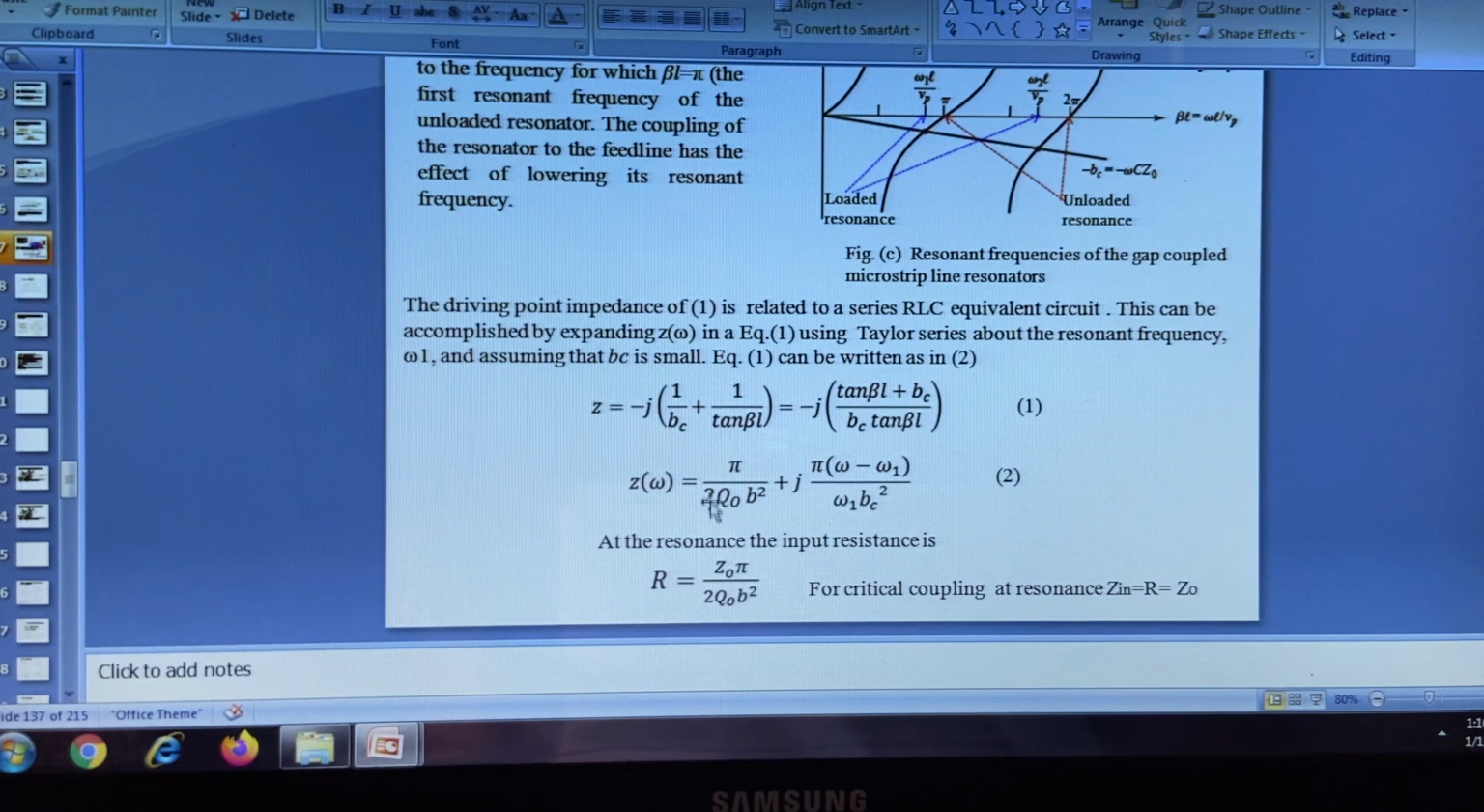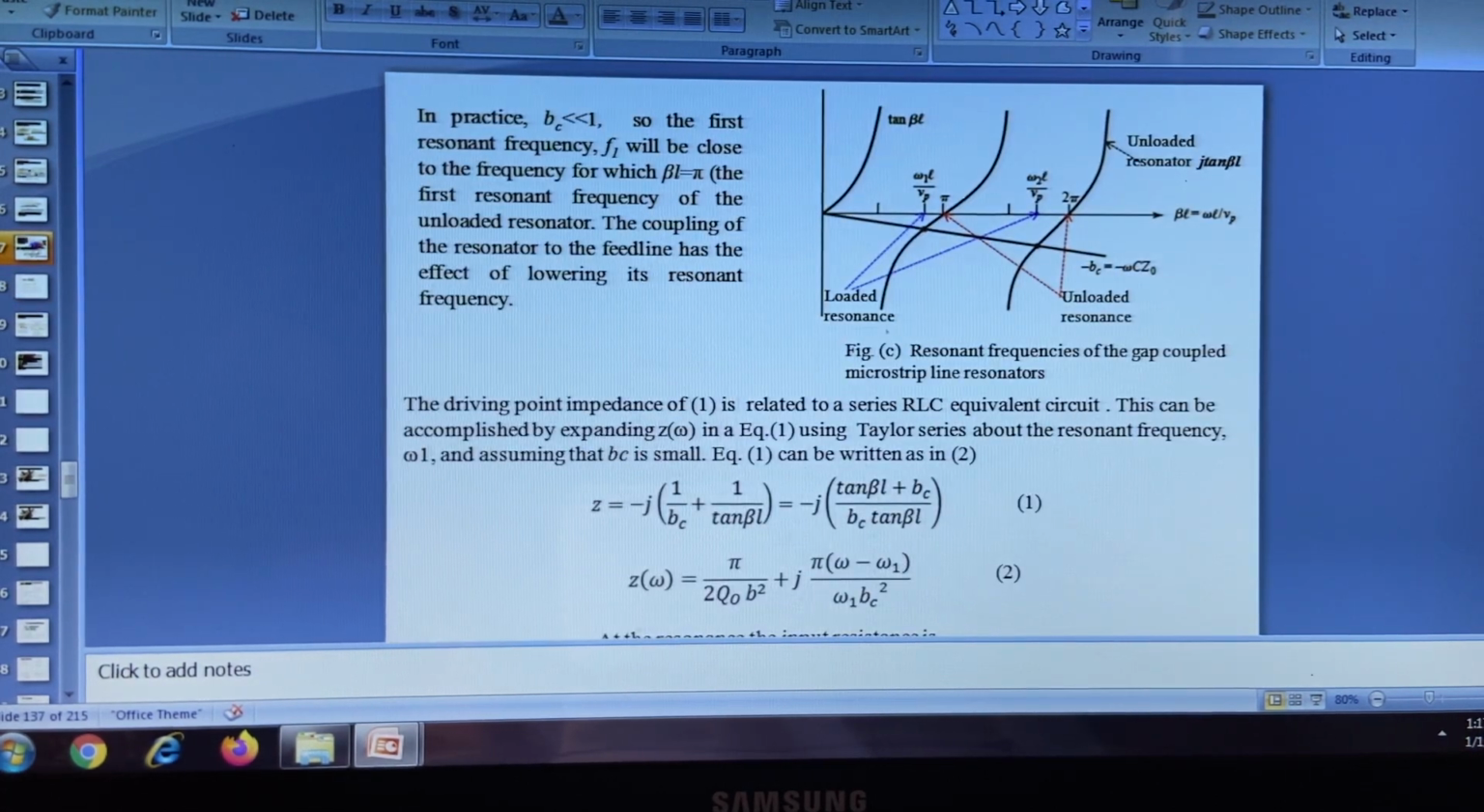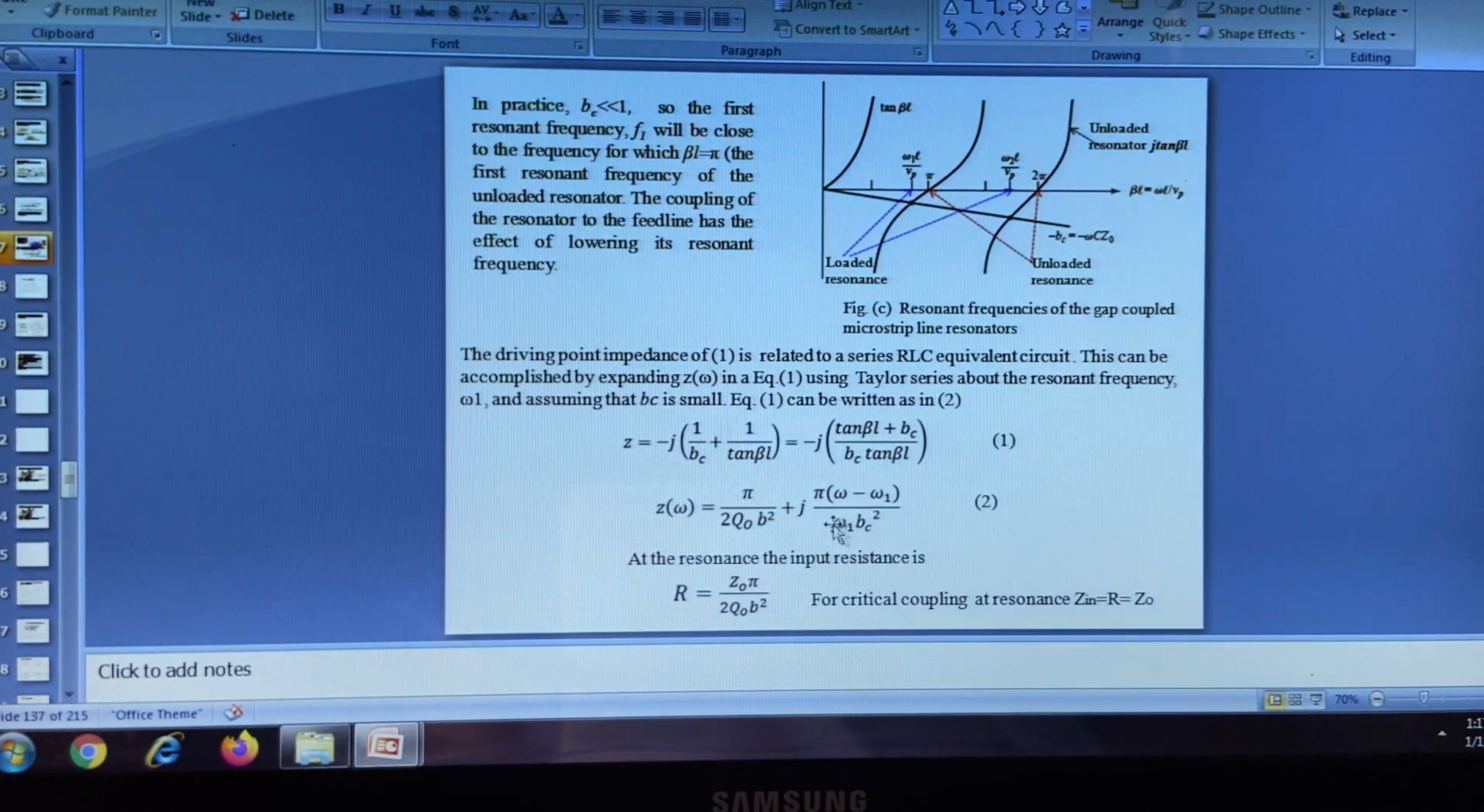This is the one, that is pi divided by Q naught BC square plus j pi (omega minus omega 1) divided by omega 1 BC square. That is assuming first resonant frequency omega 1. So we will be having this, expanding this using Taylor series. The input impedance is given by this for the first resonant frequency.